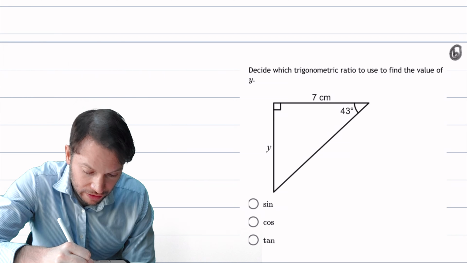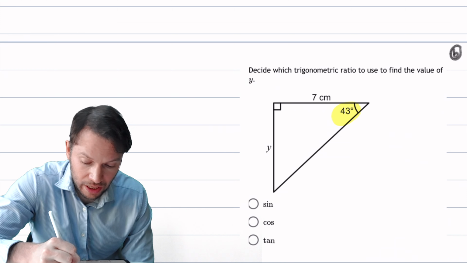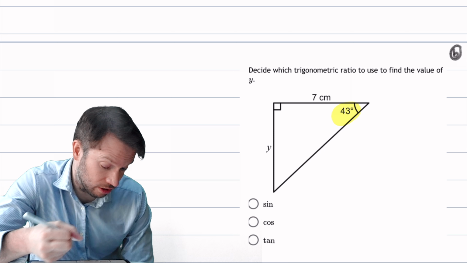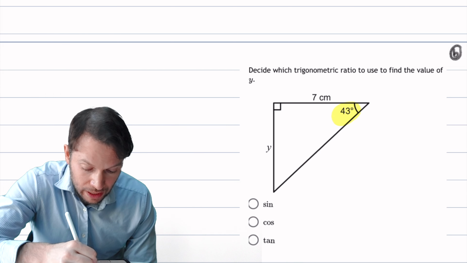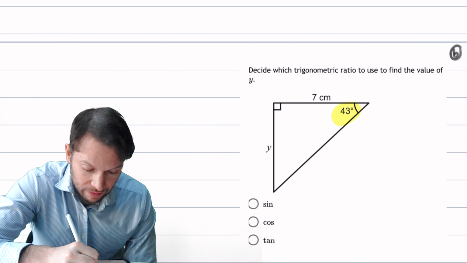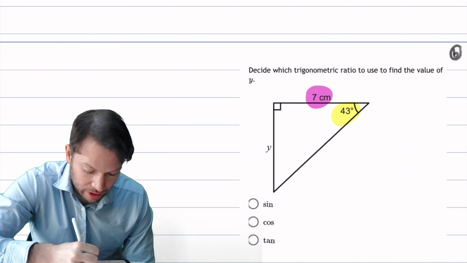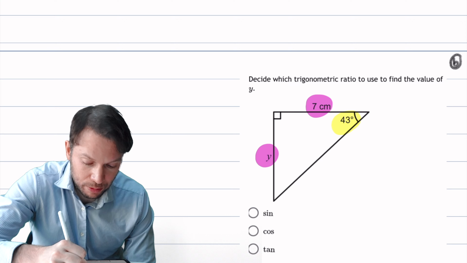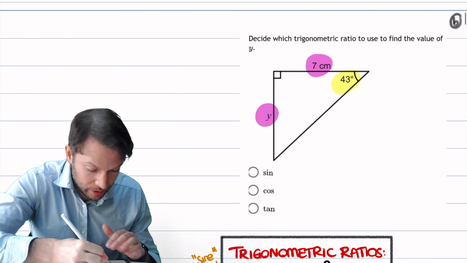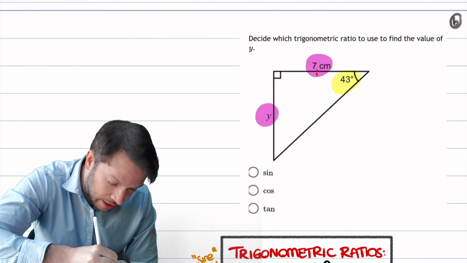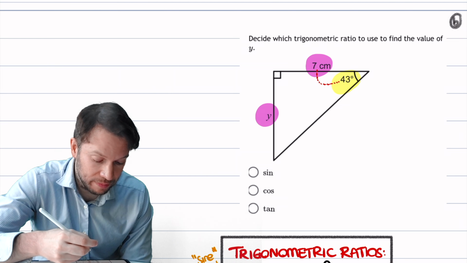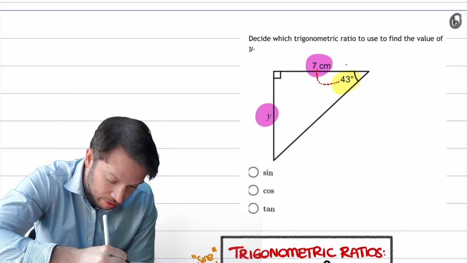Now the angle of interest here is the 43 degrees. It's the marked angle here that's not the 90-degree angle, which is not of interest. And if we look here, we can see that the two side lengths we're given are the 7 and the y. So these are the side lengths of interest. How did we label it in the previous video? Well, this side here seems to be adjacent to, next to this particular angle of interest. So remember, we labeled this as the adjacent.